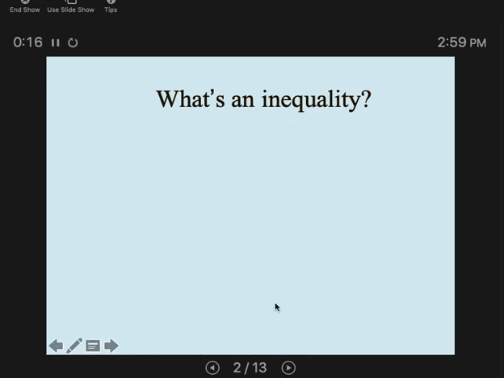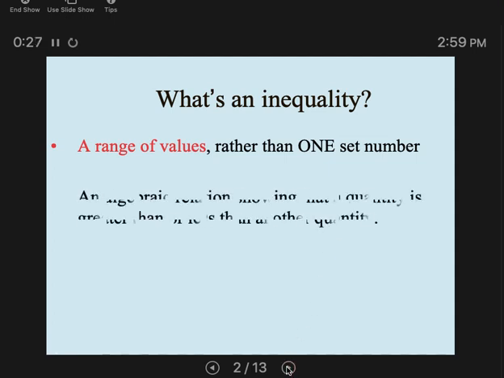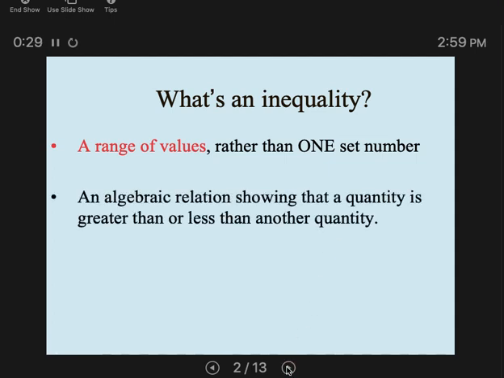First, what's an inequality? An inequality is a range of values. It's not one set number. Tomorrow we'll look at it on a number line, and that'll make a lot more sense to some of you. So it's an algebraic relation showing that a quantity is greater than or less than another quantity.